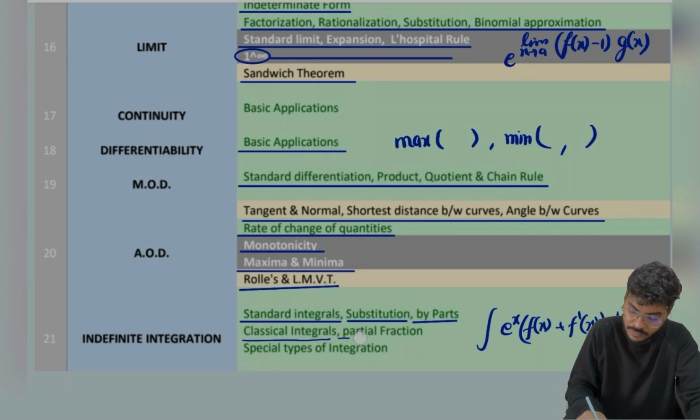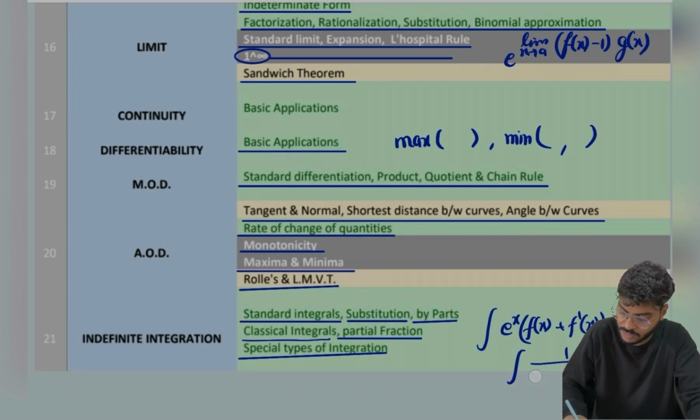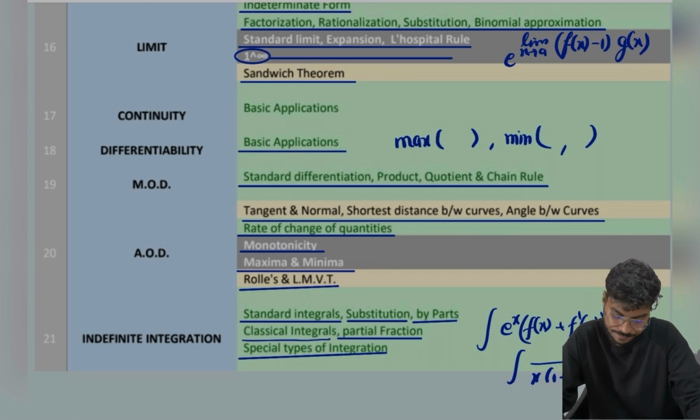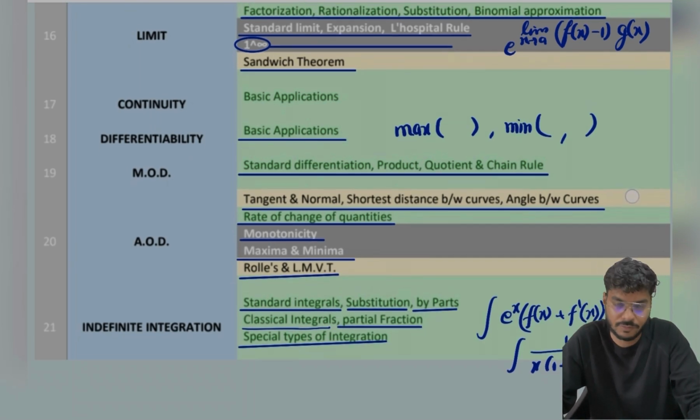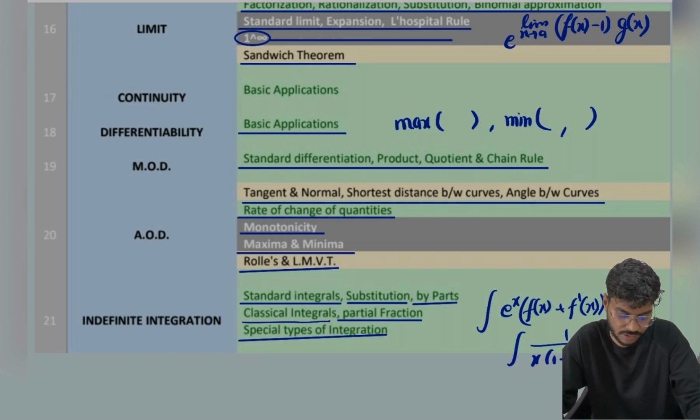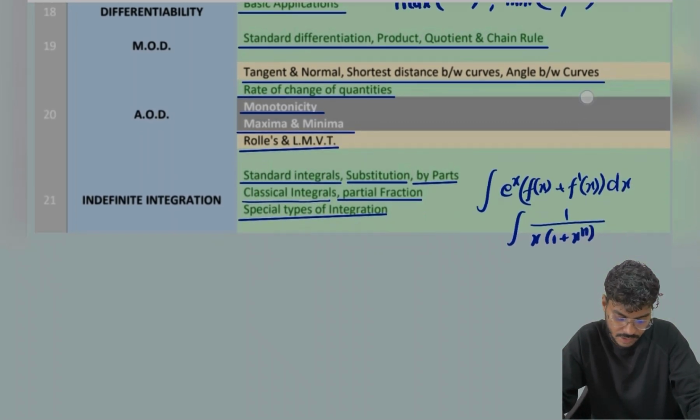How to do the partial fractions. Then special types of integration. What are the special types of integration? 1 upon x, (1 plus x to the power of n). How to solve these types of questions, right? Take x to the power n outside. So indefinite integration, just revise everything. One question is from the indefinite integration.